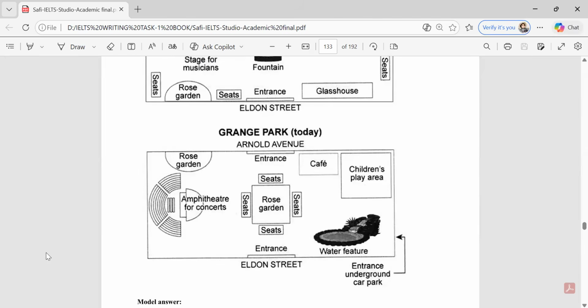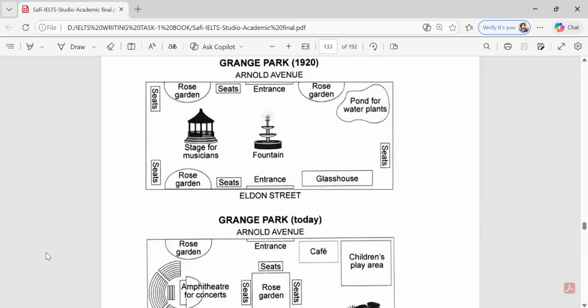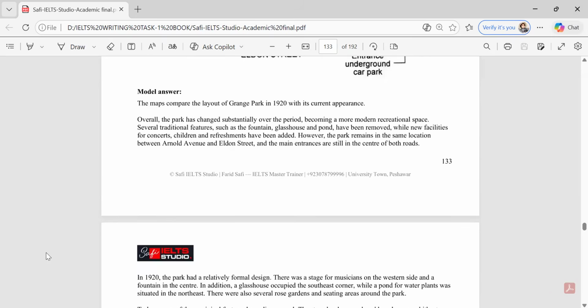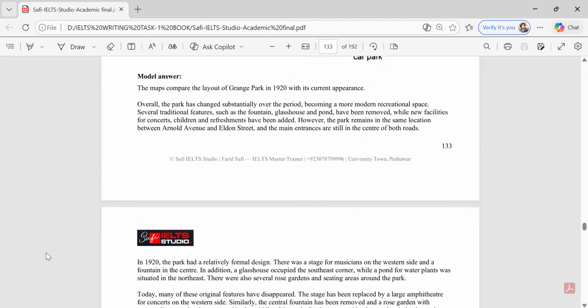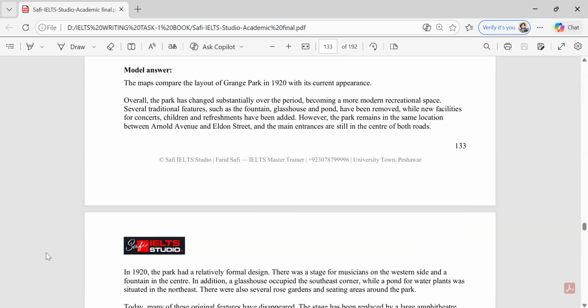अब इसमें देखिए हमारे पास क्या क्या, कॉन्सर्ट भी ऐड हुआ, चिल्ड्रन प्ले एरिया भी इसमें ऐड हुआ, और कैफे भी. पहले हमारे पास कैफे नहीं था, अभी कैफे भी है. However, the park remains in the same location between. अब देखिए दोनों मतलब सेम टू सेम लोकेशन है. The main entrances are still in the center of both roads.